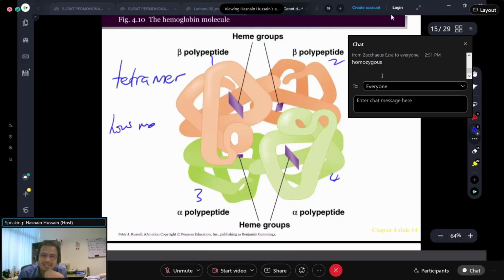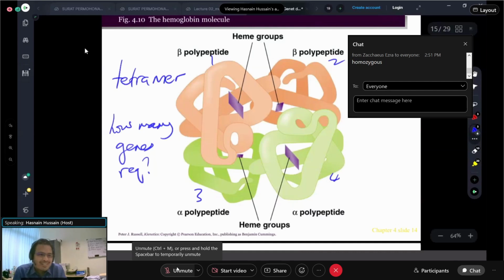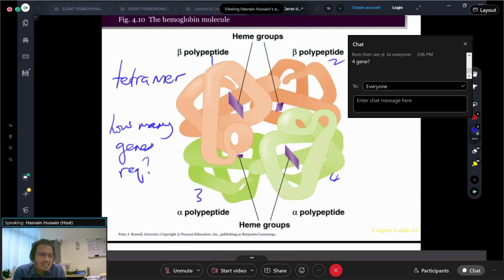How many genes are required to form the tetramer hemoglobin structure? Okay, one answer is four, and then someone answered two. Four, two, four, two, two, four. So more or less, the idea is either two or four.